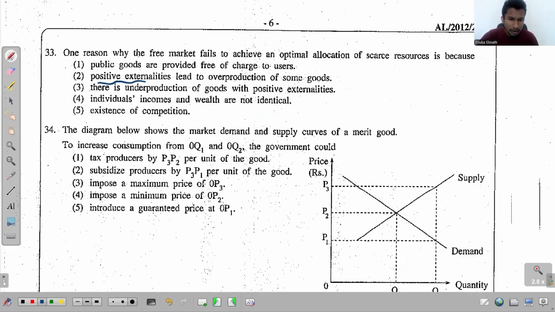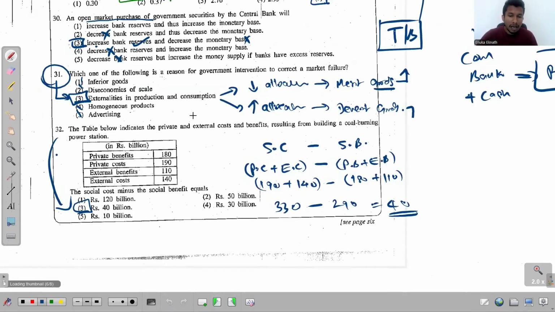Second one says positive externalities lead to overproduction of some goods. See, that's what we discussed earlier. Having positive externalities. If you have positive externalities in consumption, there will be under allocation of resources, so that the government will have to provide those merit goods. That's what we discussed.